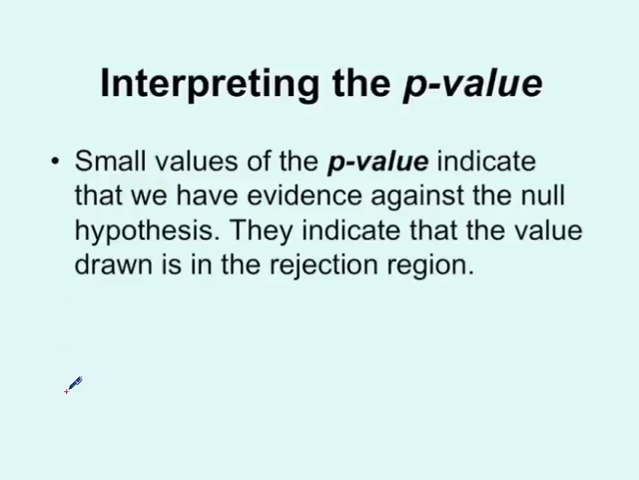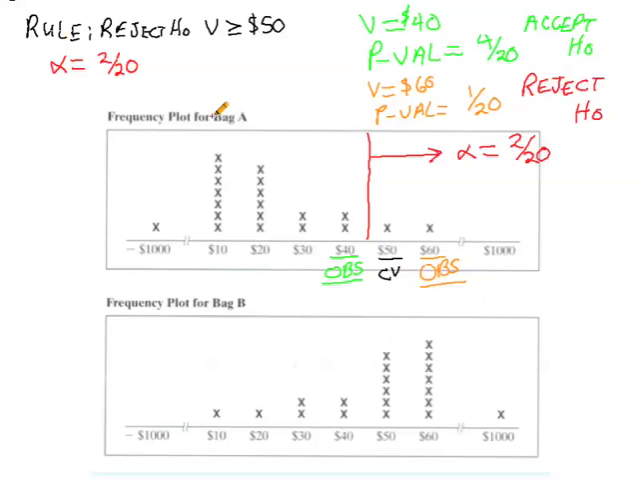Interpreting the p-value. We interpret the p-value in the following way. Small values of the p-value, in other words, a small probability, would indicate that you have evidence against the null hypothesis. They indicate that the value drawn is in the rejection region. Let's go back to what we just did. Take a look at the orange case. In the orange case, the p-value was really small, it was 1/20th, and that also indicated that the value we observed was in the rejection region, okay?